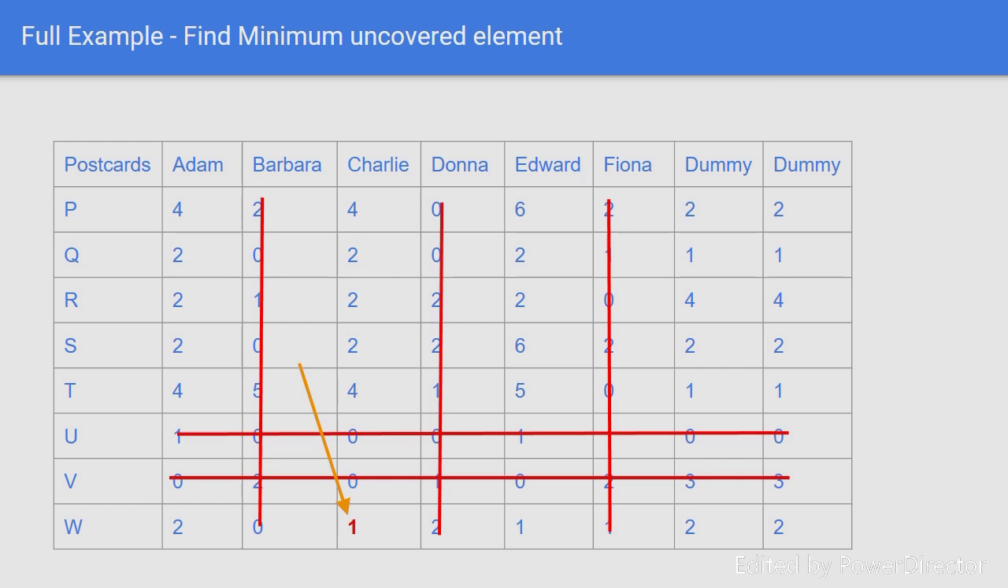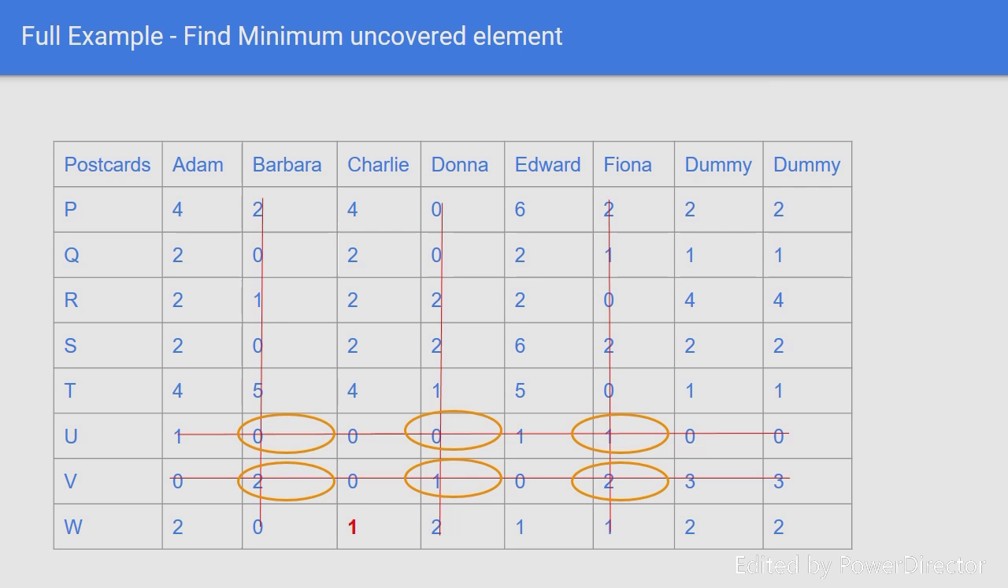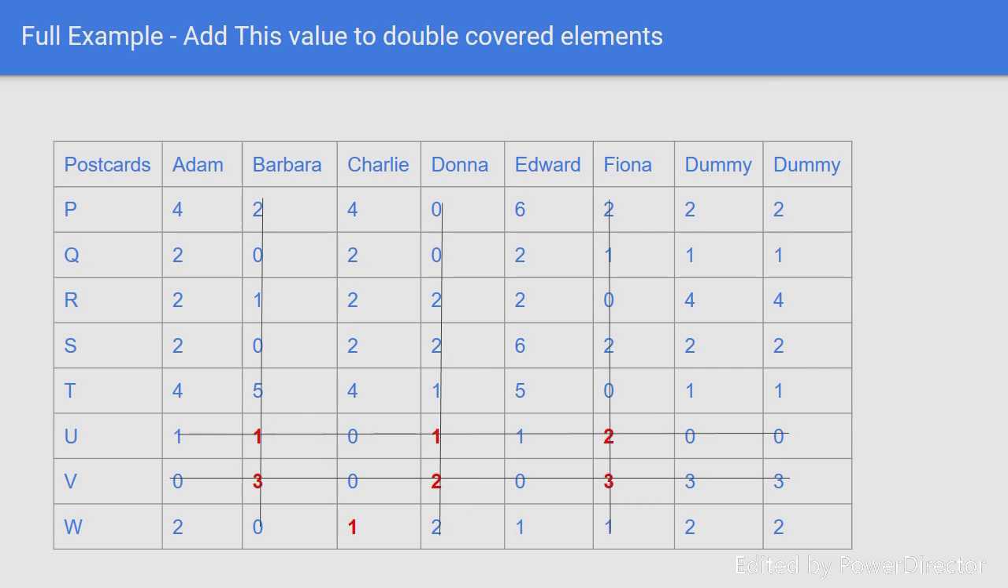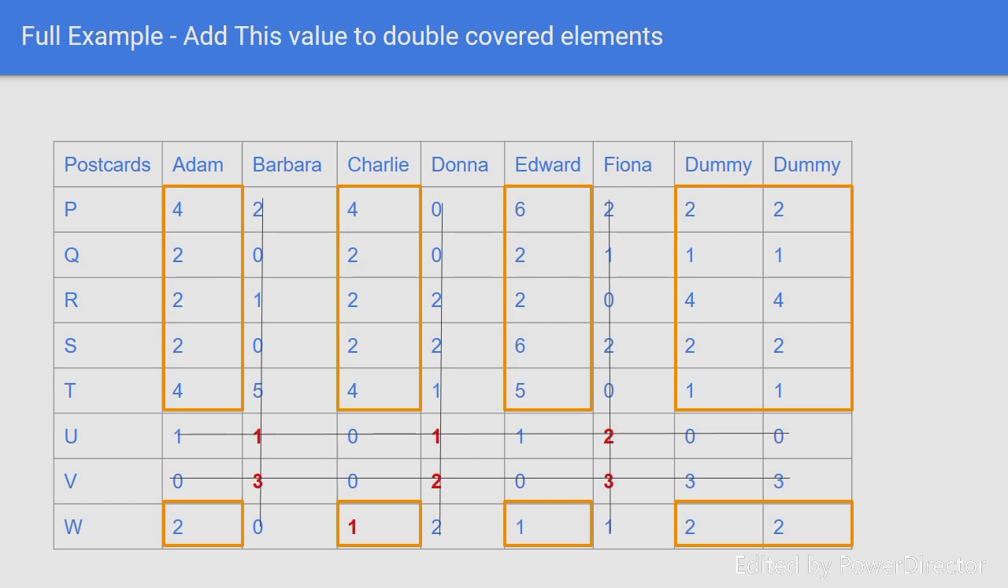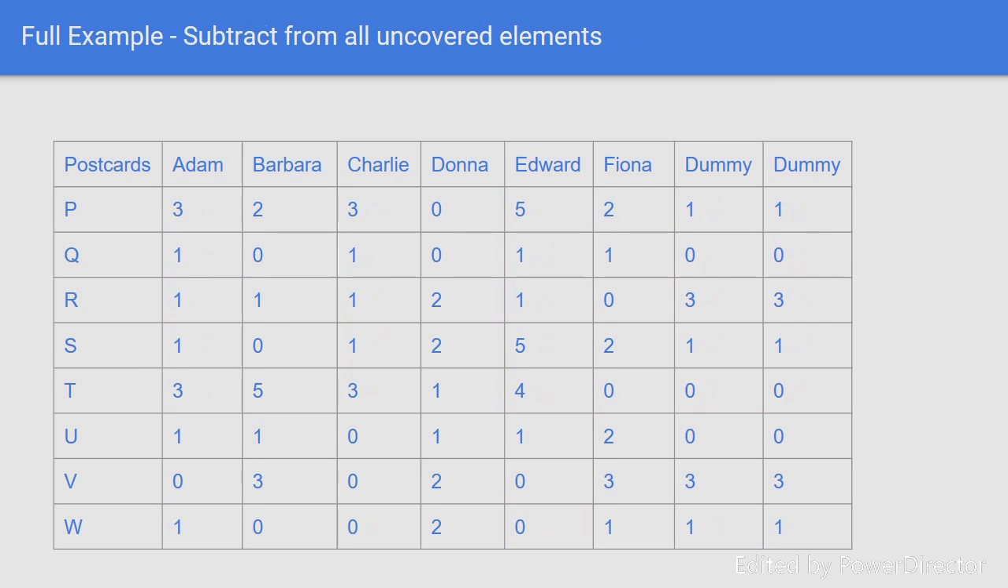If you can remember back to this step in the first example, we do 2 things with this minimum element. First, we identify all values that are covered by 2 lines, and add this minimum element to it. We then subtract it from all other uncovered elements in the matrix. Now that we have done this, we go back to step 3 and draw our lines again.